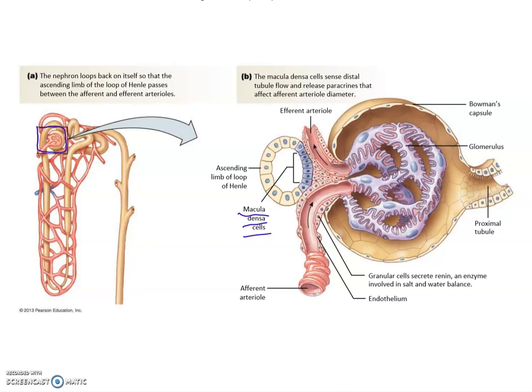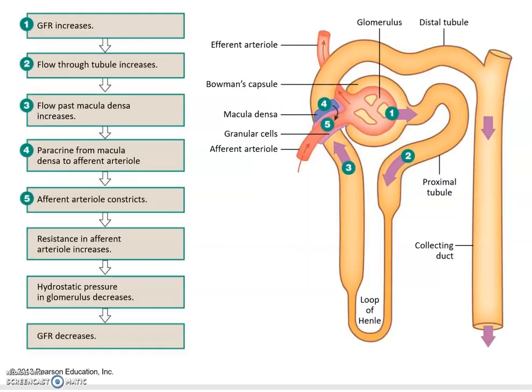There are these macula densa cells that measure pressure, actually, and they can release paracrines that affect the arteriole diameter. So basically, we have this measurement mechanism that then gives feedback and is able to release local hormones for paracrine control. Here is a flow chart that explains step by step how the macula densa cells are able to regulate glomerular filtration rate.